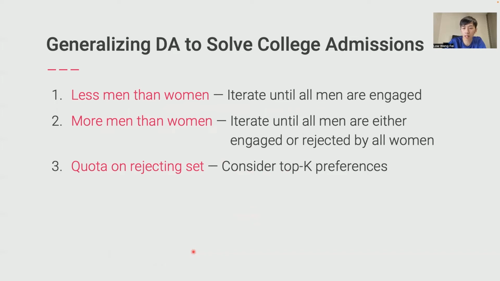Deferred acceptance can be easily generalized to solve college admissions or school choice. We first consider the simpler case of having fewer men than women in the marriage problem. A stable matching can be found by running the algorithm until all men are engaged to give a maximum stable matching. When there are more men than women instead, we terminate when all men are either engaged or rejected by all women. In the college admissions problem, where there is a quota imposed on each element of the rejecting set, deferred acceptance can be simply modified by considering the top K preferences during the rejection step, where K is the quota, in order to yield a maximum stable matching.